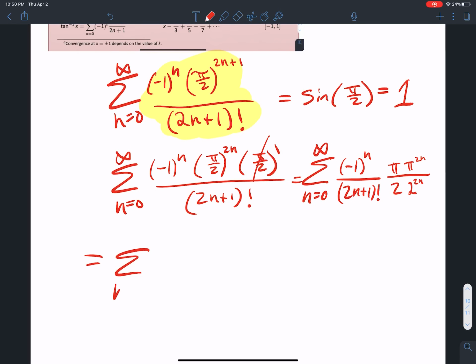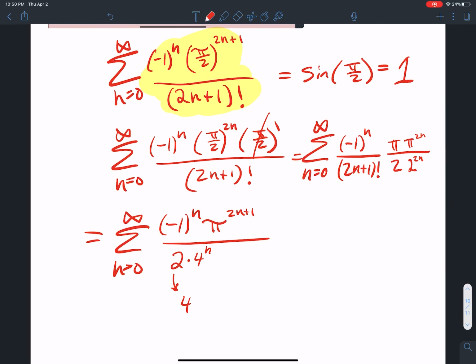wrote it like this? So sum from 0 to infinity, -1 to the n, and then I put pi to the 2n plus 1 over, and what if I did like 2 times 4 to the n, right? I can do that. That's okay. And really, 2 is like 4 to the 1/2, right?